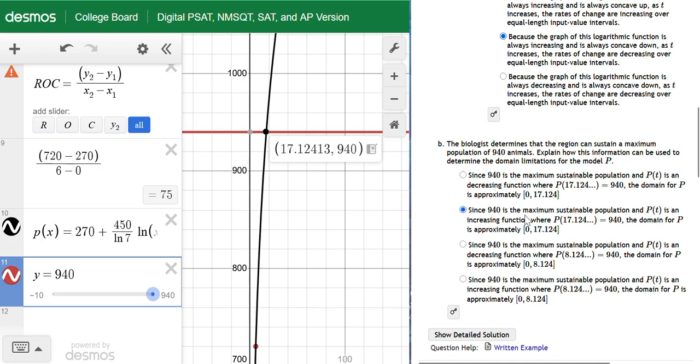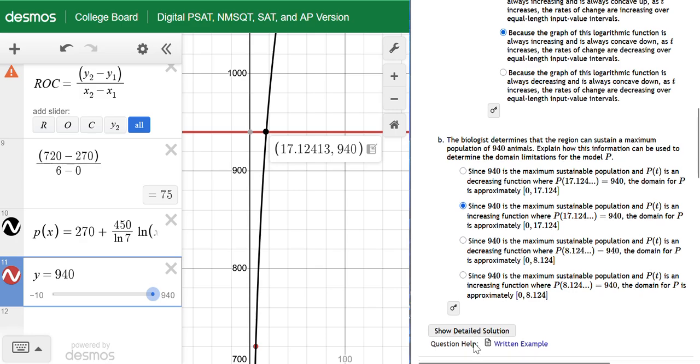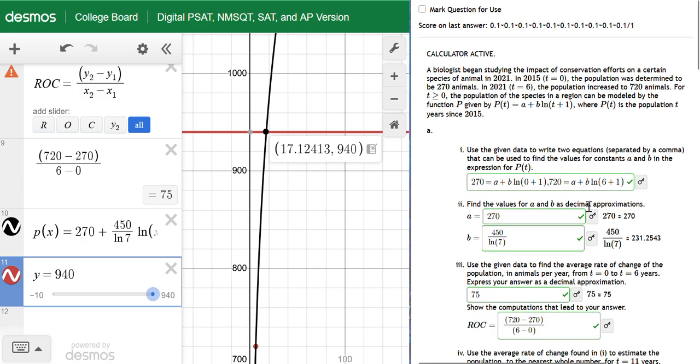It's not decreasing. So here I can just use those keywords. I have an increasing function where the maximum p-value is going to be 17. And so that's going to give me the limit on my domain. Okay? And so those would be my solutions.